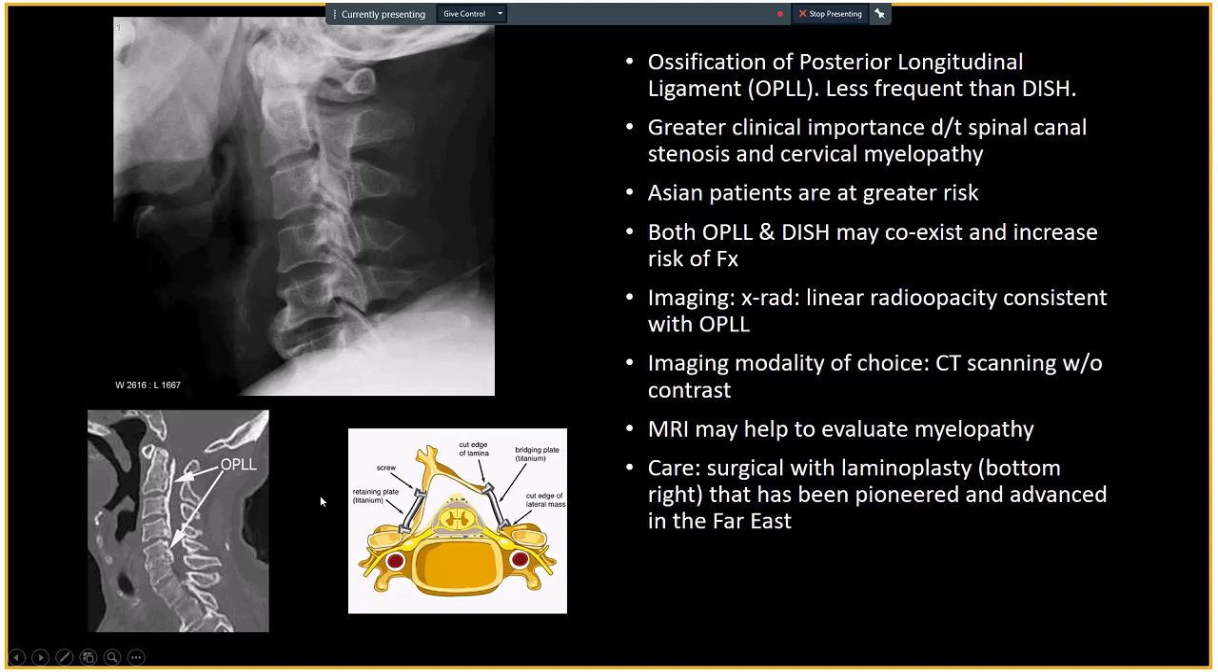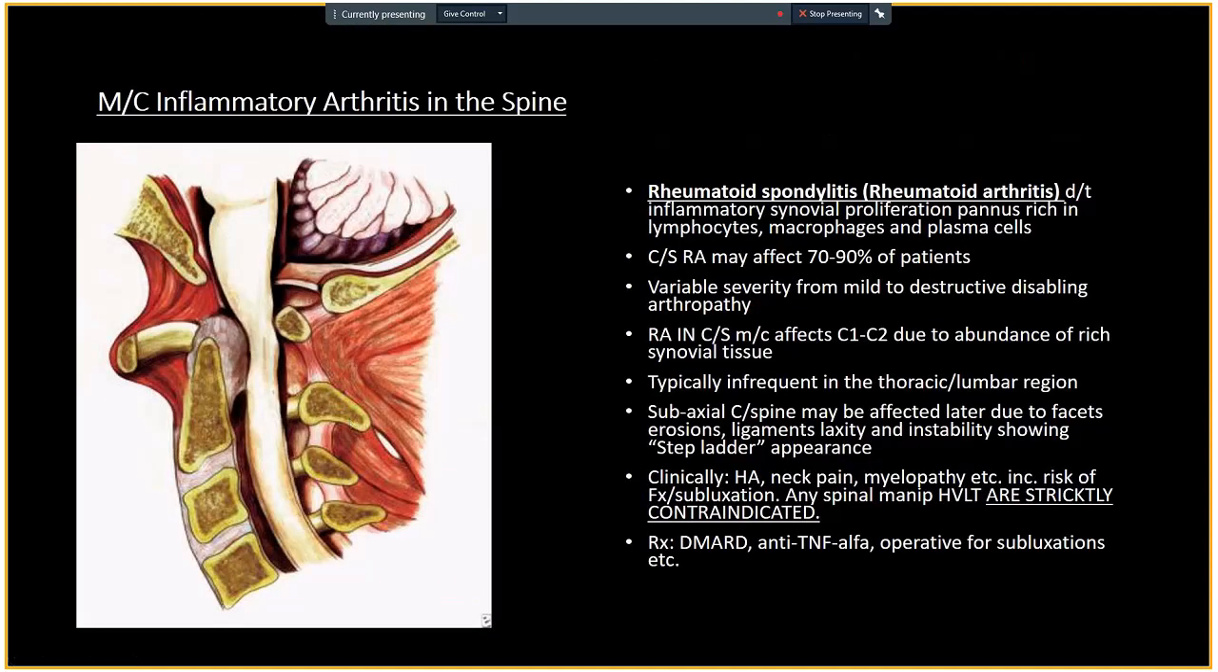So you can see OPLL, ossification of the posterior longitudinal ligament. This one can be more symptomatic. Typically on X-ray, you can see it as a continuous radio-dense line located posterior to the vertebral body. In fact, this person has both OPLL and some formation of DISH as well. Inflammatory arthritis affecting the spine: among all the inflammatory conditions affecting the spine, the most common and most severe is going to be rheumatoid arthritis.